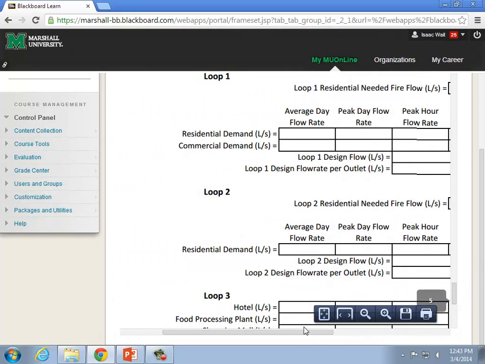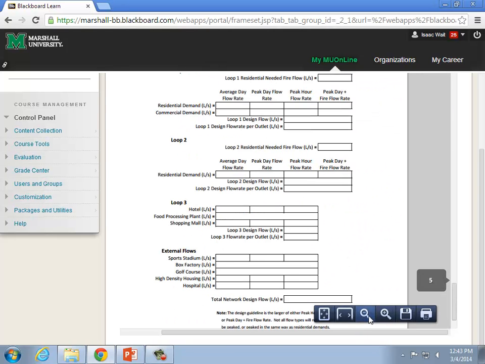Do you think they water the golf course 24 hours a day? Why not? Why wouldn't they water the golf course 24 hours a day?